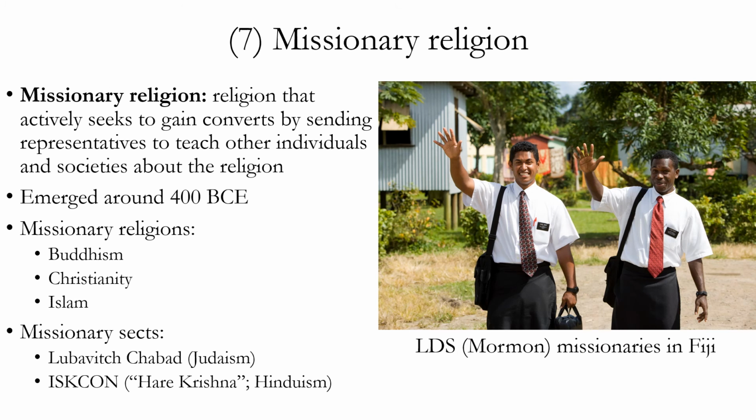A seventh type of religion is missionary religion. This is religion that actively seeks to gain converts to the religion by sending missionaries or representatives of the religion to teach other individuals and even whole societies about the religion.